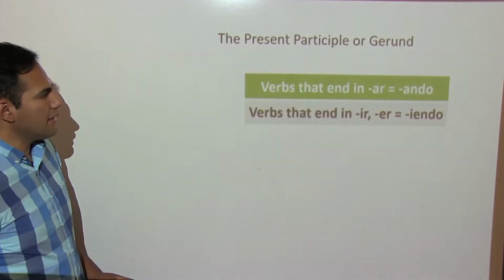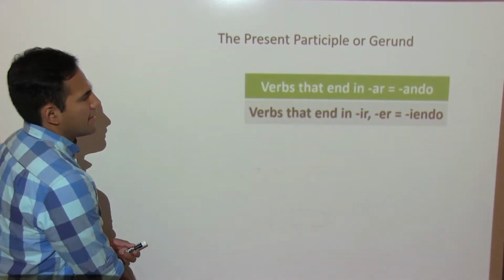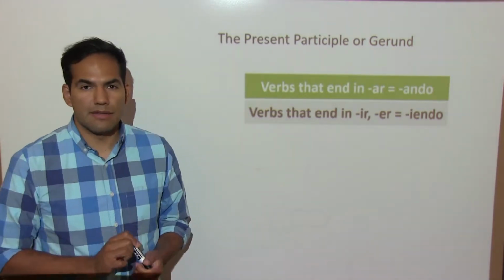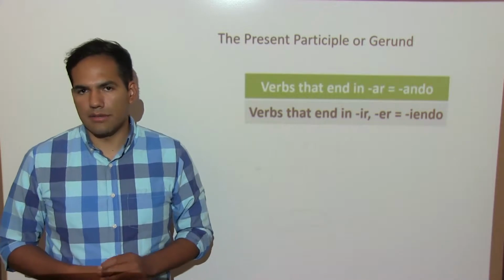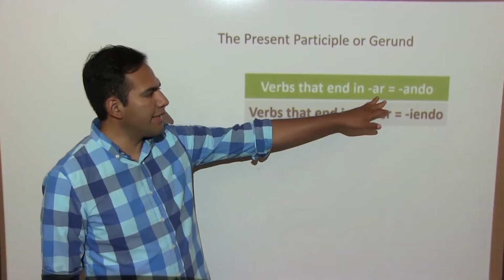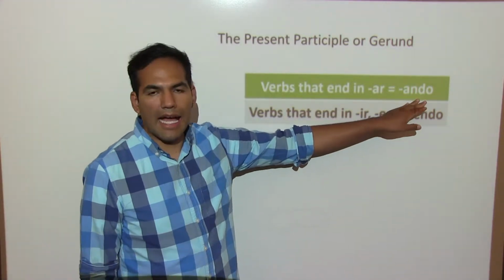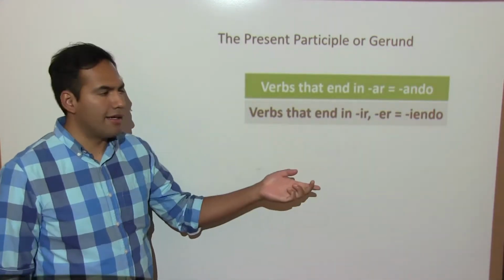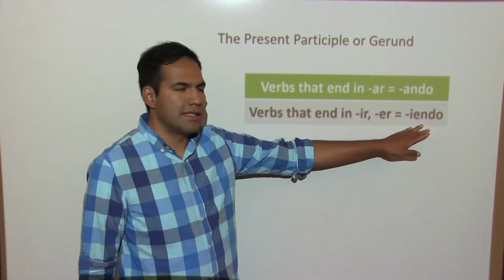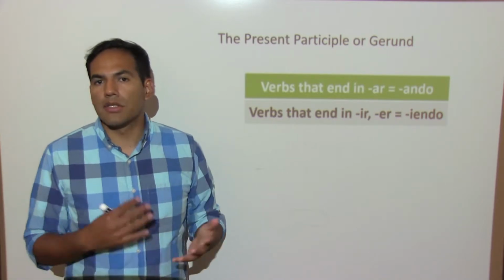Let's talk a little bit about the gerund or present participle. In this case, you have to be able to identify each verb and know what ending they're going to receive. For example, a verb that ends with AR, it's going to have an ending ando, and a verb that ends with ER or IR, it's going to have an ending yendo. So that's very important for you to know and to remember.